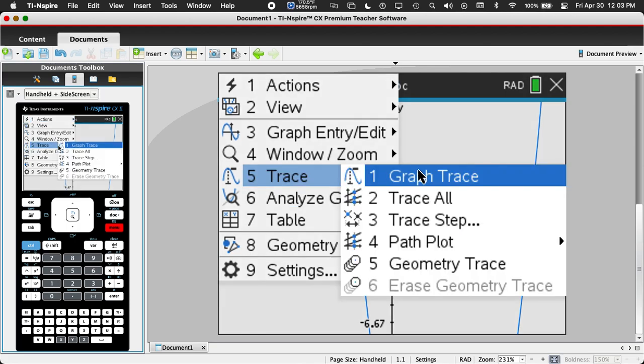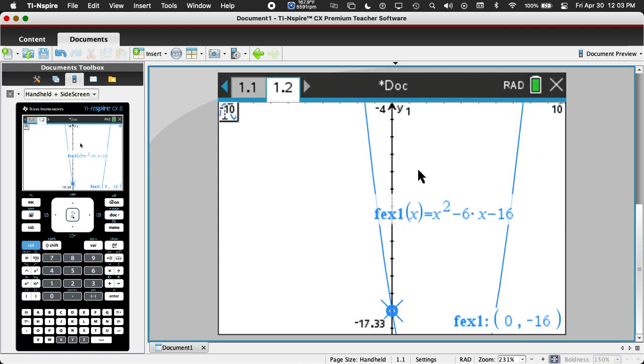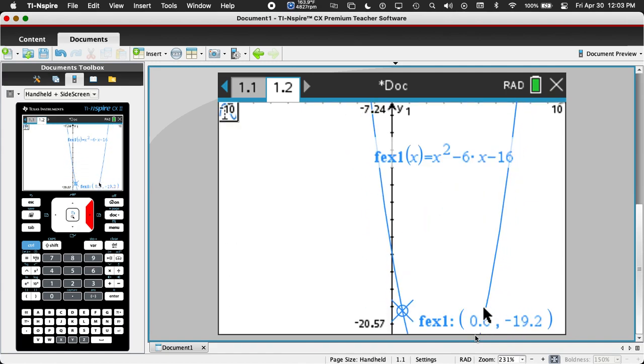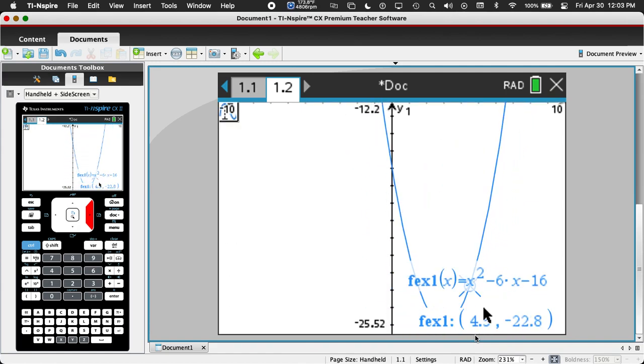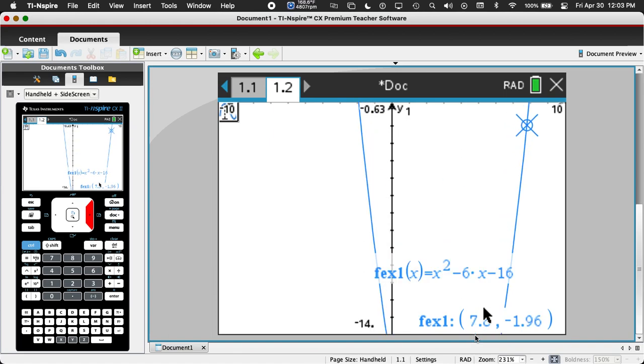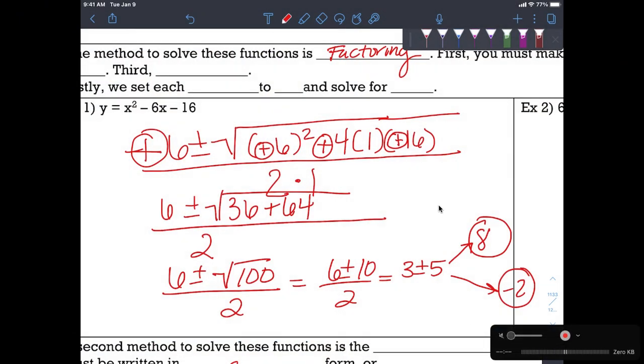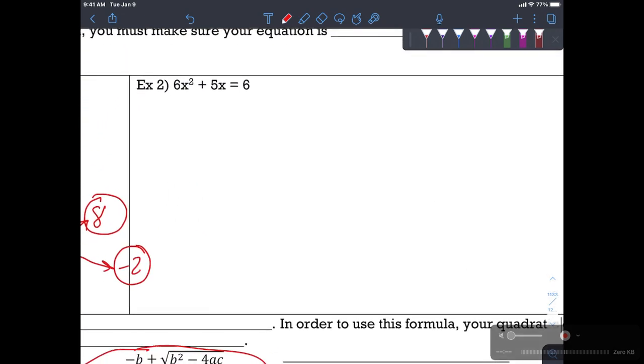So let me go ahead and do a graph trace on this. And it sent me way down there to that y-intercept. That's not what I'm looking for. I'm looking for a 0, and it is indeed located at -2. Let's keep going. Way up here. And again, my 0 located at +8, so I got exactly the same answer. I did this one correctly. So let's go ahead and move on to example number 2.